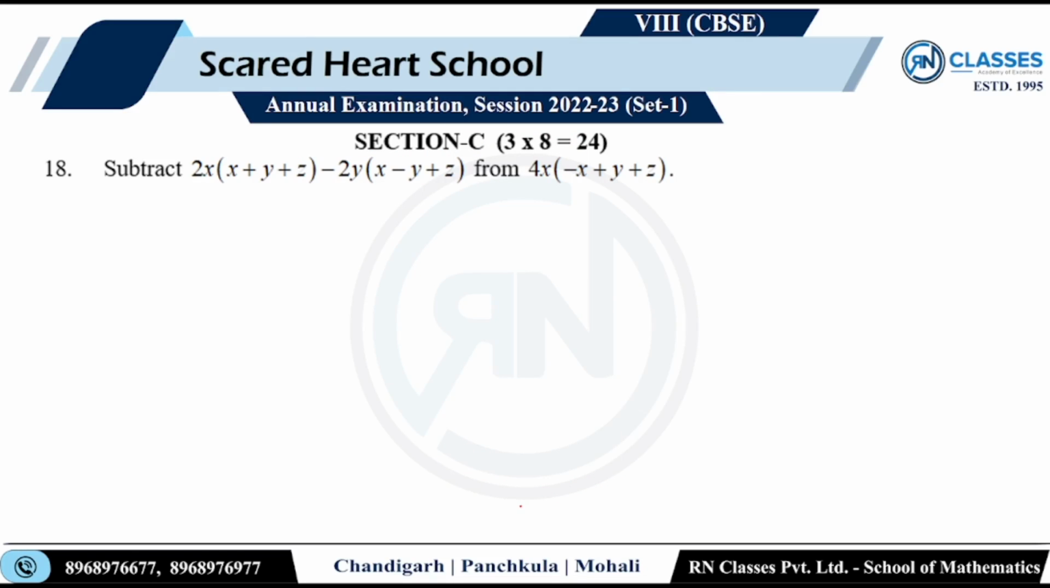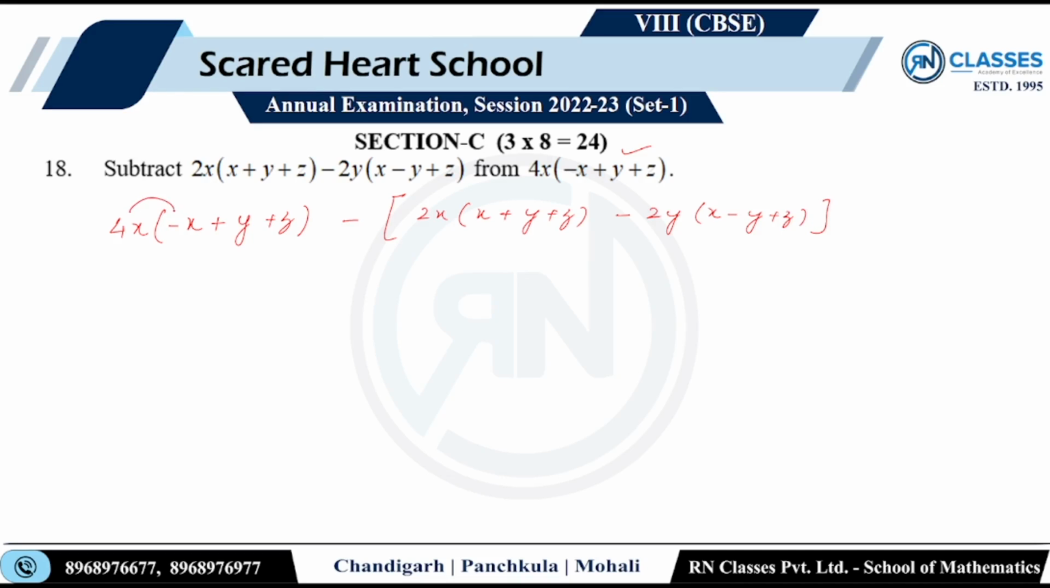Subtract this from this. Okay, so 4x into minus x plus y plus z minus bracket start 2x into x plus y plus z minus 2y into x minus y plus.